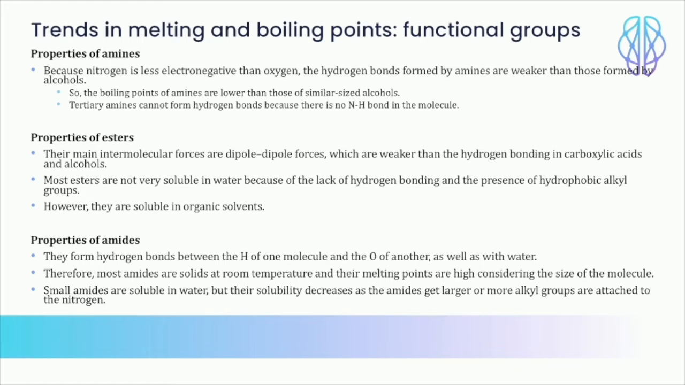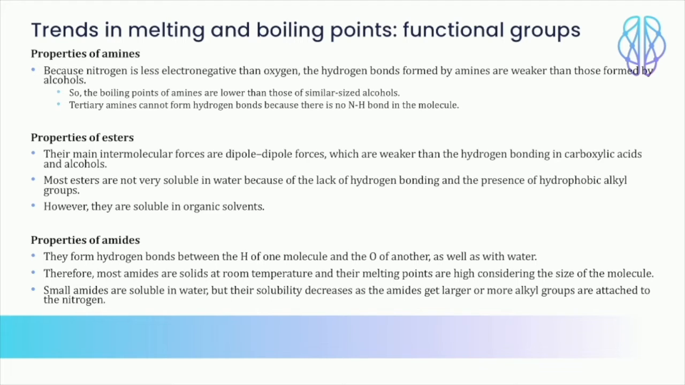However, they can also form that dipole-dipole interaction because they've got that C double bond O. So amides will have stronger intermolecular forces than amines. So basically, what I want you to take away: alcohols are stronger than amines because nitrogen is less electronegative than oxygen, so you get that less strong hydrogen bond.